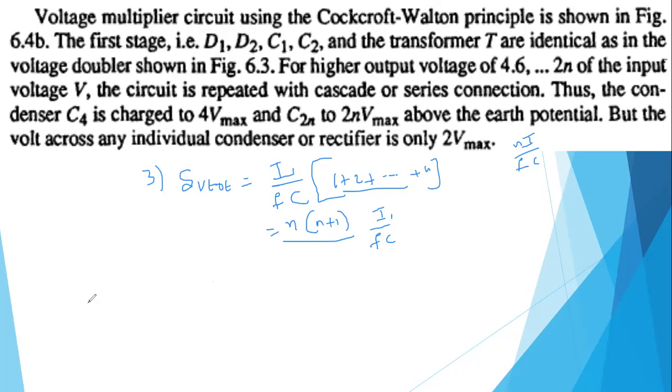If you consider the percentage ripple, this is the fourth parameter: the percentage ripple.